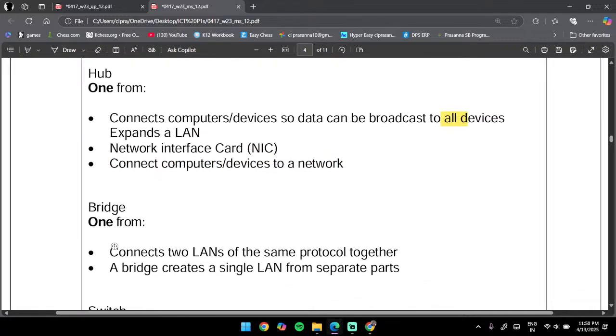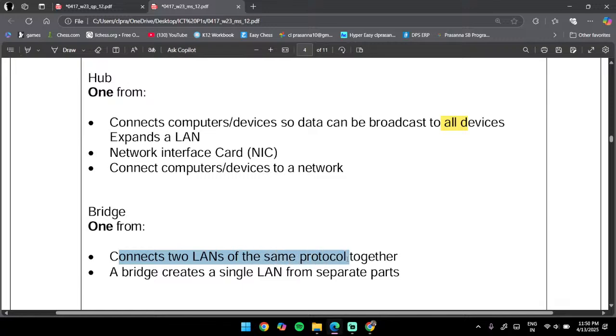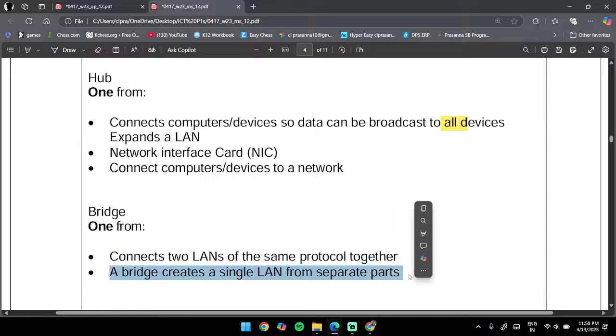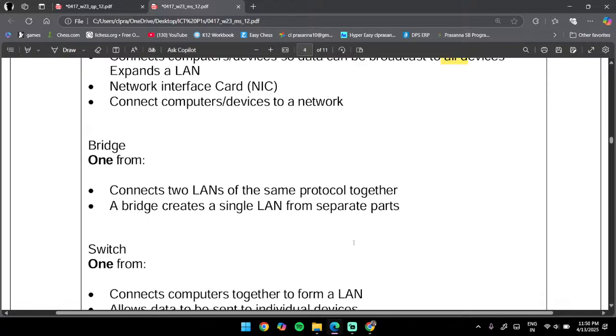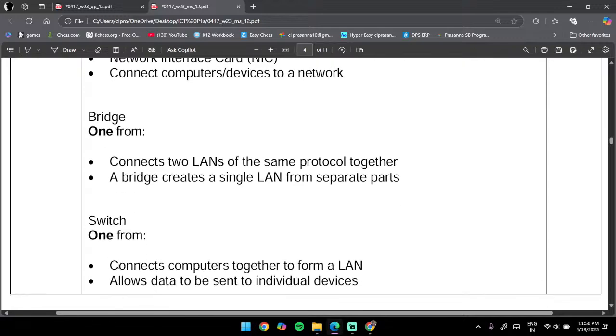Oh yeah, we talked about bridge. So it connects two LANs of the same protocol together. A bridge creates a single LAN from separate parts. So you have separate parts of different LANs, and a bridge can combine all of them together into one single LAN. A switch connects computers together to form a LAN, allows data to be sent to individual devices.